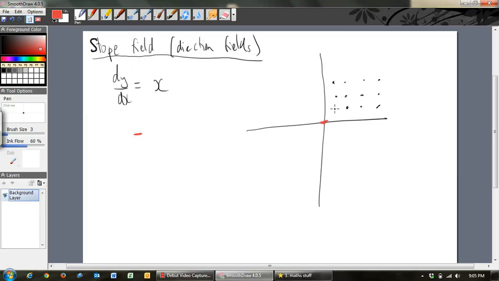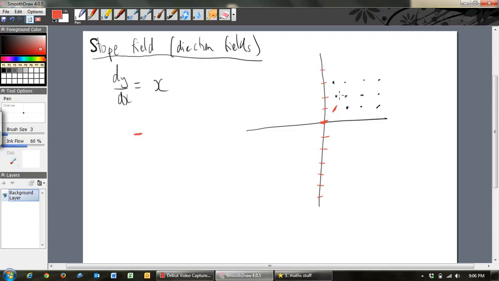What would it be at (1, 1)? When x is equal to 1 and y is equal to 1? Well, that would be equal to 1. What does the slope of 1 look like? It would be something like that. Okay, and in fact I can take shortcuts here because you see how the y value doesn't affect it at all, and so it doesn't matter what the y value is. And so whenever x is equal to 0, the slope will be equal to 0. So all of those will be like that.